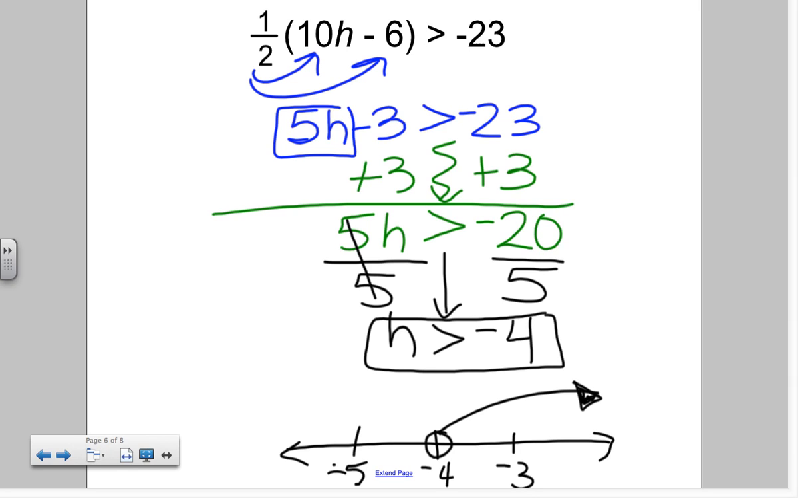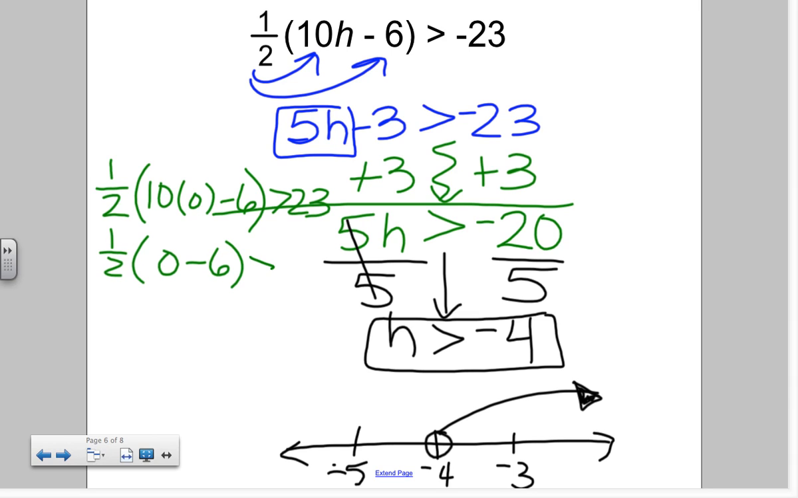There we go. And now finally, we go back and check. This time, can we actually use negative 4? No, we cannot. There's no equal to, so we have to make sure that we pick another number. So let's do this. We have 1/2, and we have 10, and we're going to plug in an h value. What h value do you want, Lindsay? 0. All right, so we're going to plug 0 in, and it has to be greater than negative 23. So we got 1/2. We have 0 and negative 6 left.